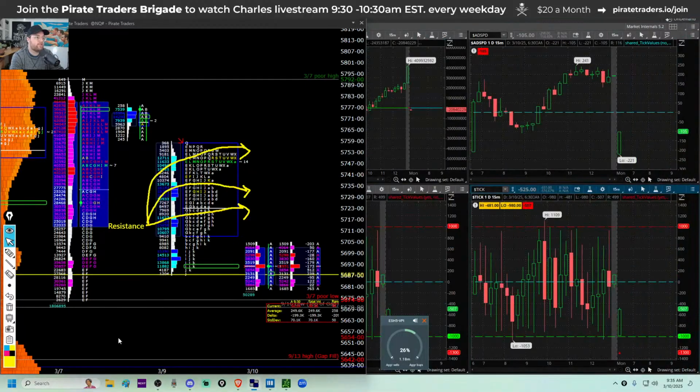Okay, moment of truth for the sellers. Is this just a look below and fail of the overnight low, meaning chop, chop, chop, chop, chop? Or do they want to take the market lower? If they want to take the market lower, they got to turn this into resistance right now. If they don't, it's more chop, my friends. Let's see what happens.